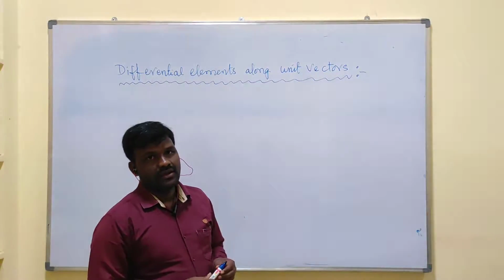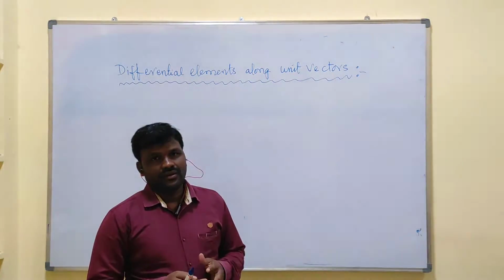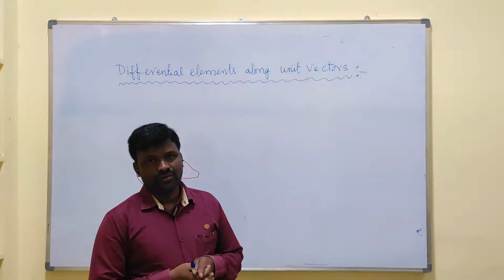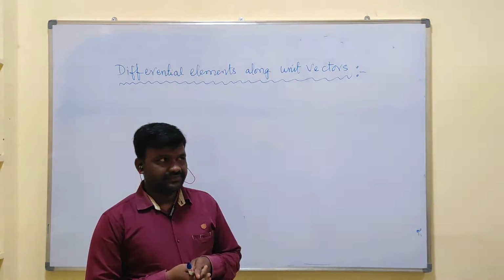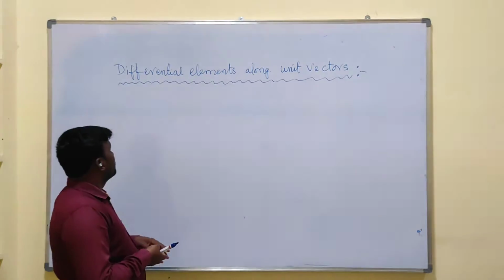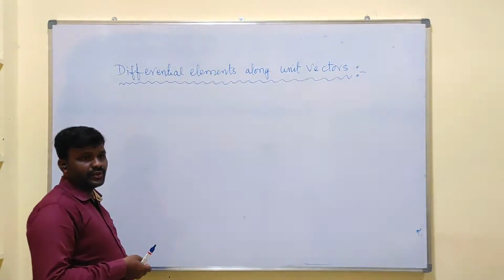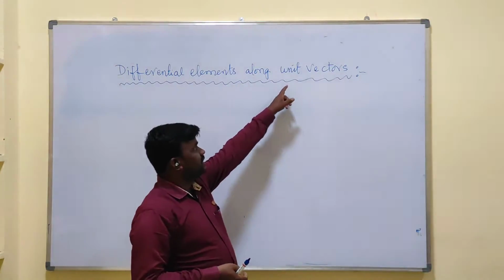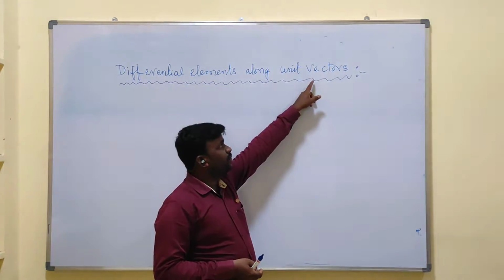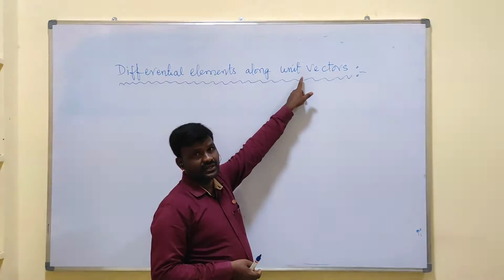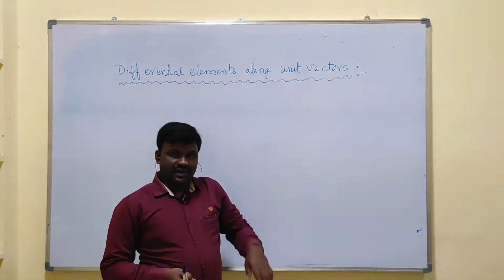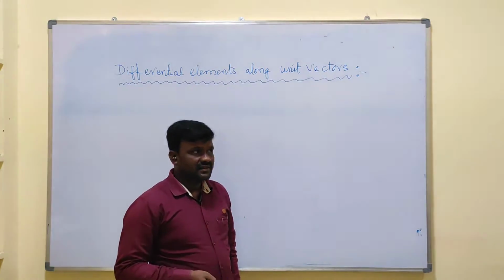In this class, we will discuss one of the fundamental topics which is very helpful in our electromagnetic field theory. The topic is nothing but differential elements along unit vectors. Unit vector, as the name itself says, means the magnitude of these vectors is equal to unity. That's why these vectors are called unit vectors. Now tell me, what are the unit vectors?